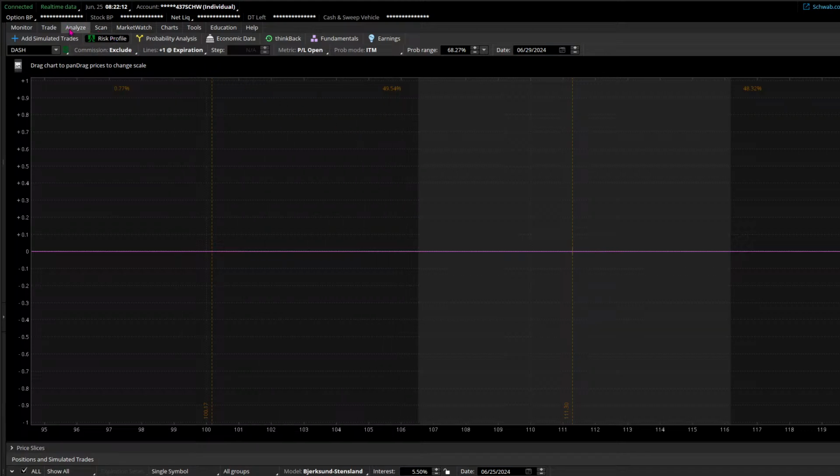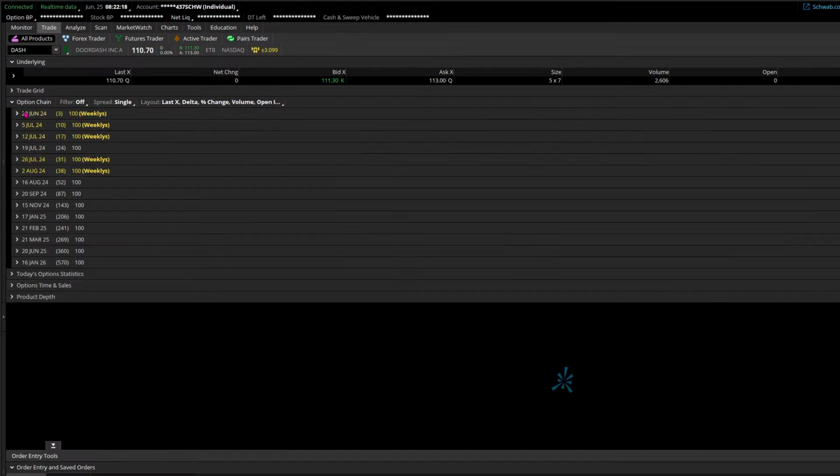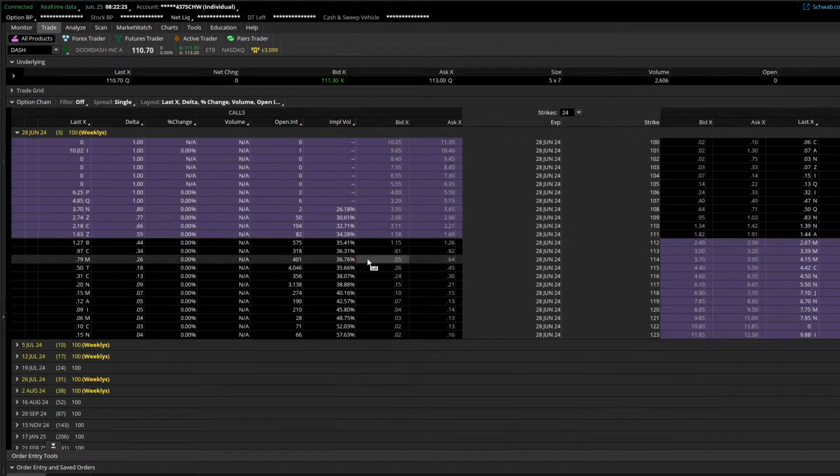So here's the analyze screen. Let's go through some shapes here. Okay, so first I'm going to go to the trade screen. I'm going to go to DoorDash. I have DoorDash on. Let's go in 3 days. Just a quick one.